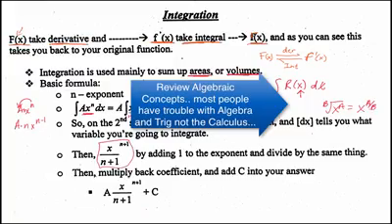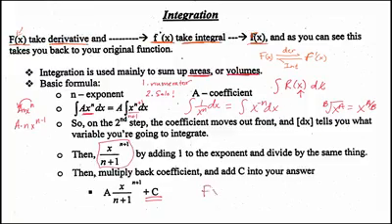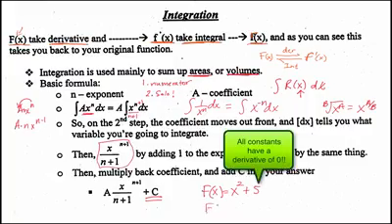Now you notice that there's a plus c here. What is a plus c? Well, what is the derivative of x squared plus 5? Well, that derivative is 2x. And the derivative of the 5 is 0. Any constant that we have there, the derivative will always be 0.